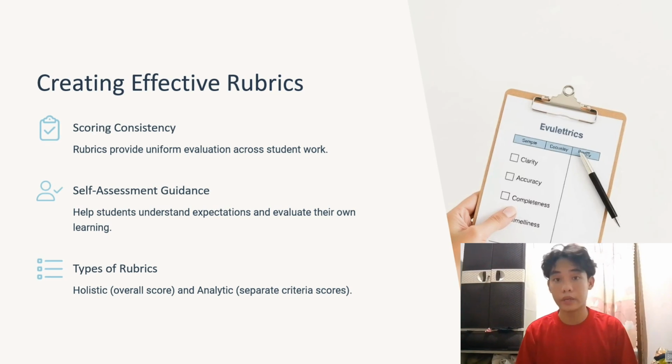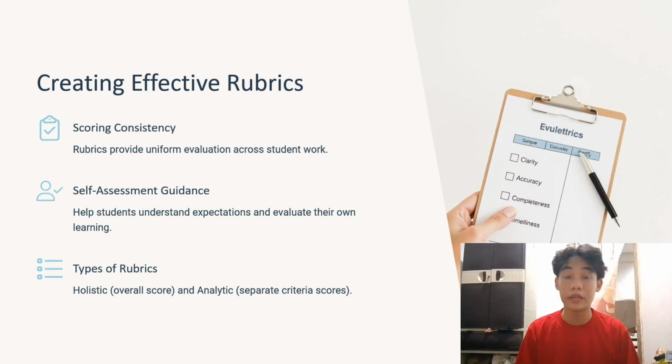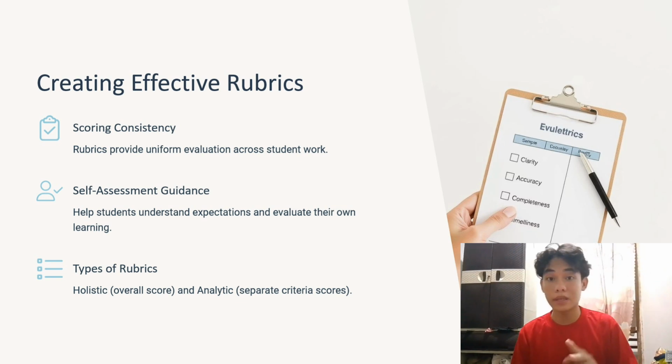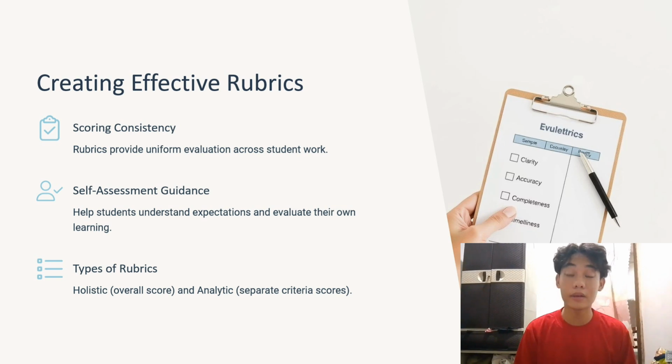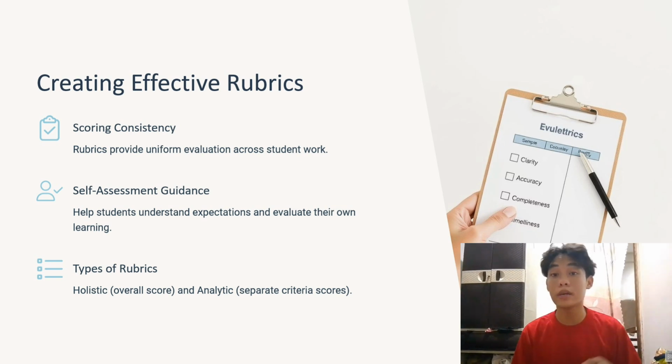Creating rubrics, which define the criteria and the standards linked to objectives. It has two purposes: the scoring consistency, which is a uniform evaluation, and the self-assessment guidance, which is the student understanding. Then the two types of it are the holistic, which is a single score, and the analytic, which is to separate the criteria scores.